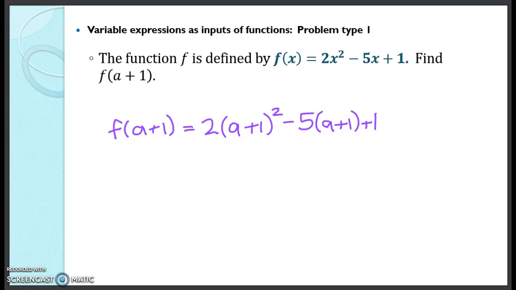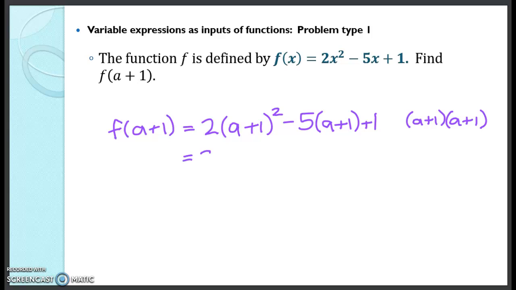Alright, and now we have to square this a plus 1. Remember, a plus 1 squared is a plus 1 times a plus 1. So we have to multiply a times a and a times 1, 1 times a and 1 times 1. This is the double distribute, or some people call it FOIL. I like to call it double distribute because FOIL doesn't make any sense to me.